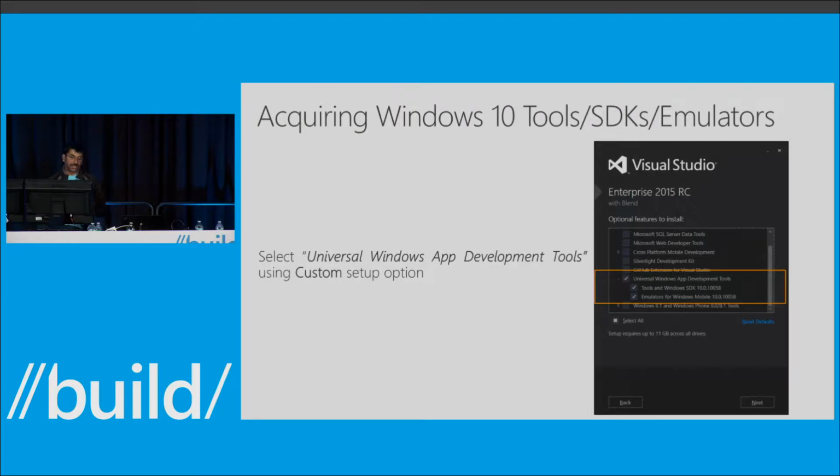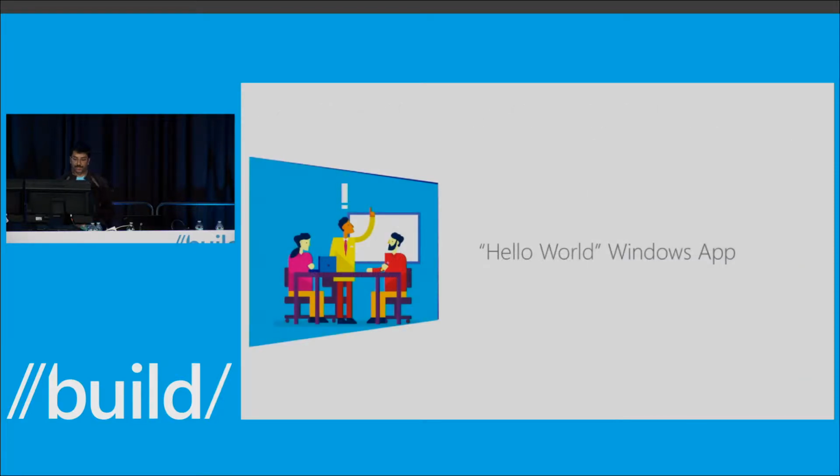So how do we get these tools? We have Visual Studio 2015 RC released for Build. If you happen to install it, how many of you have installed it already on your laptop? No, not yet, so two. So when you install it, make sure that you select the Universal Windows App Development Tools. If you select that, that will install all the Windows 10 tools for you on your PC or laptop. So let's look at how to build a Windows app and how it is in Visual Studio 2015.